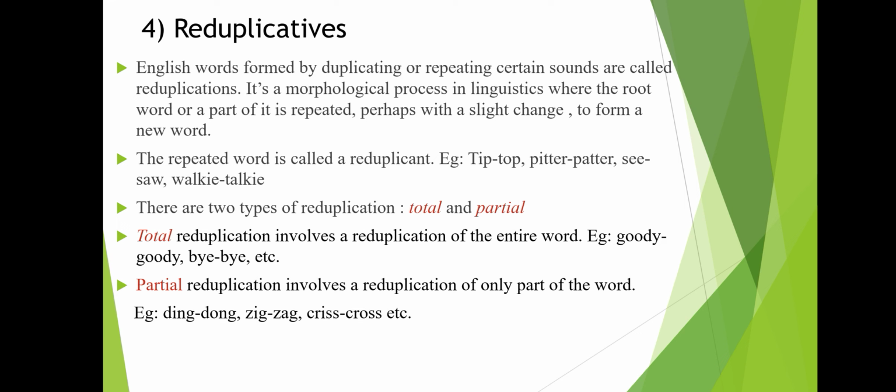Then what is partial reduplication? Partial reduplication involves a reduplication of only one part of the word. For example, ding dong. Here only the first sound is being changed. Ding becomes dong. That is d and dong, which slightly differs. Then zigzag, crisscross, etc. So that is reduplication or reduplicatives.